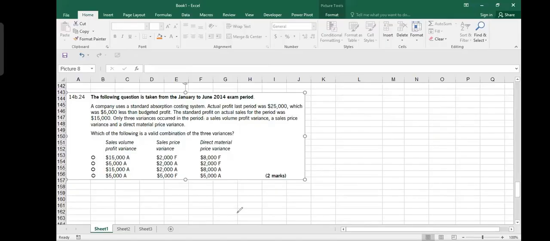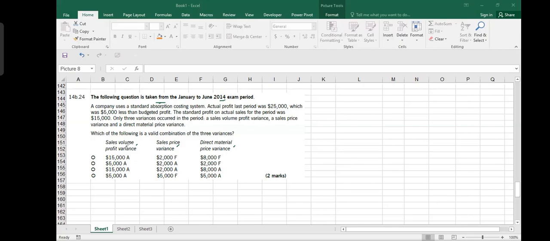Now comes this 14B24. The following question is taken from the January to June 2014 exam period. Which of the following is a valid combination of the three variances? Sales volume profit variance, sales price variance, direct material price variance. Okay. The company uses a standard absorption costing.